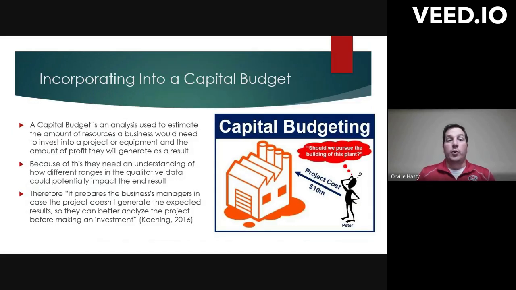So, how would we incorporate this into a capital budget? Well, a capital budget is an analysis used to estimate the amount of resources a business would need to invest into a project or equipment and the amount of profit they will generate as a result. So, in order to figure out how much we would have to invest and how that is going to affect the profit, this sensitivity analysis very much comes into play, because project managers need an understanding of how different ranges in those different data points, those qualitative data categories, could impact the end result.